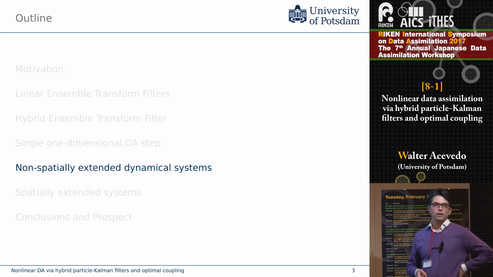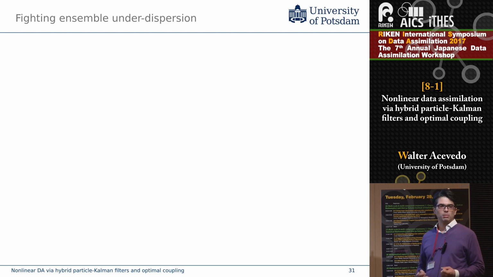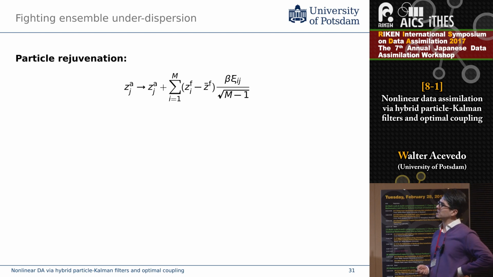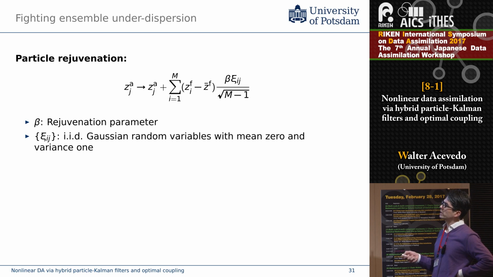Now, if we want to play with a dynamical system, of course, we have the problem of not being able to sample the state space appropriately. So we have to introduce some mechanism to fight this under-dispersion. And in our case, instead of using inflation, which is the typical method, we are going to use the so-called particle rejuvenation, which, given an analysis, adds random combinations of the forecast anomalies. Here, this parameter beta is called the rejuvenation parameter, modulating how strong this noise is. This is a Gaussian random variable with 0 mean and variance 1, so that the mean of the ensemble is not affected.